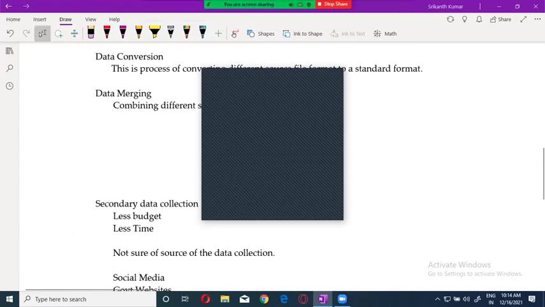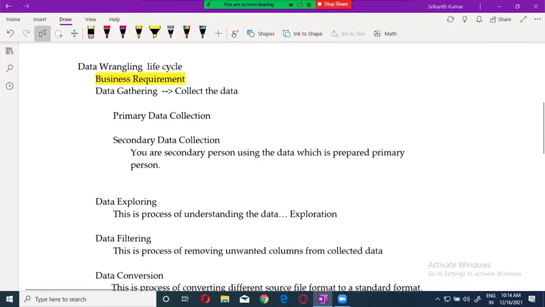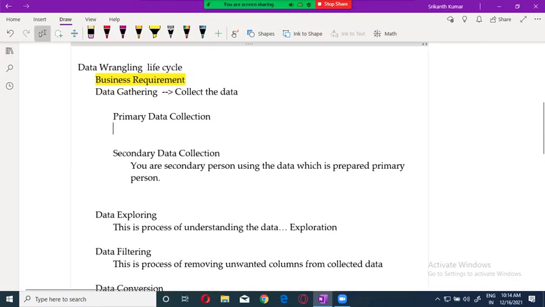Now, timing duration. Now, secondary data, first primary data collection. Primary data collection is where you are collecting the data from scratch. You are the primary person who is collecting the data from scratch. So that is called primary data collection.